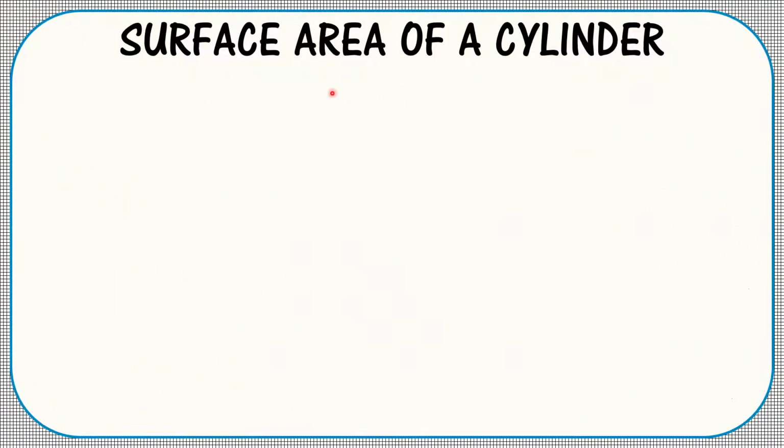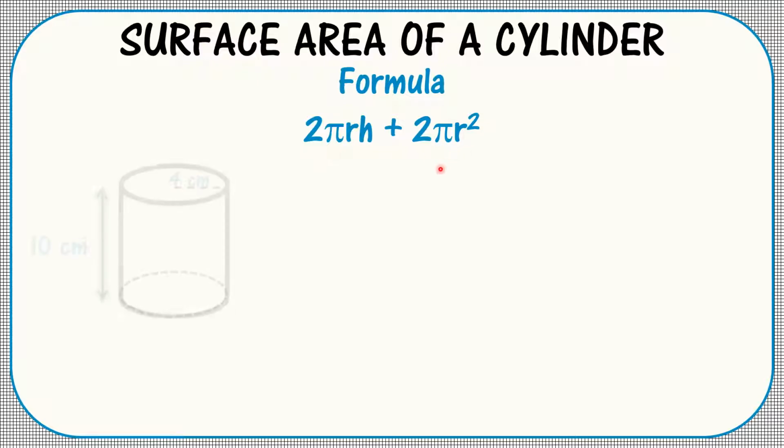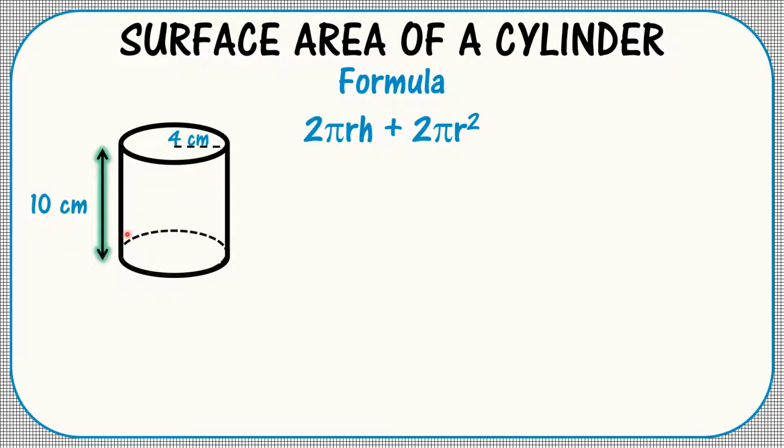Let's go through some examples of surface area. We know that the formula is 2 pi rh plus 2 pi r squared. So all we need to know is the value of r and the value of h, and we can work out the surface area of a cylinder. Here we have a height of 10 centimeters and a radius of 4 centimeters.